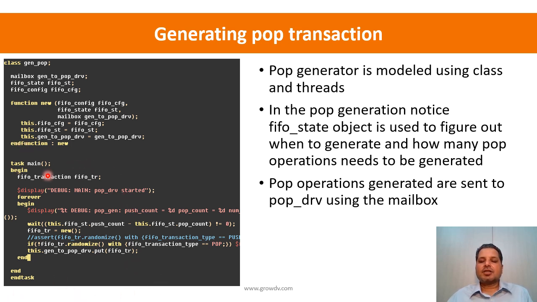We had not looked at the functionality. We will look at the functionality of main, because main is something that is different for the pop compared to the push, right? So over here we are again declaring a FIFO transaction, and we have one forever loop. Forever is another construct that is provided by SystemVerilog. You can think of it as equivalent to while one. It keeps repeating unless we kill this particular thread or we have some break condition. So what it is waiting for is the push count minus pop count from the state. As long as it is equal to 0, it will wait.